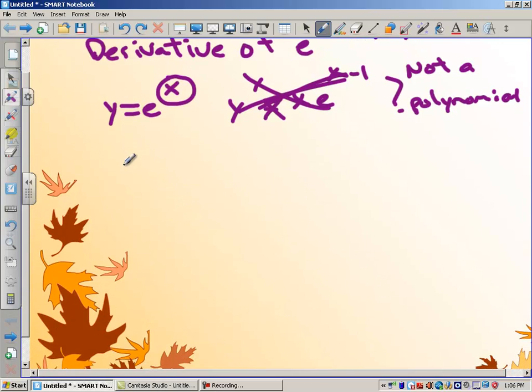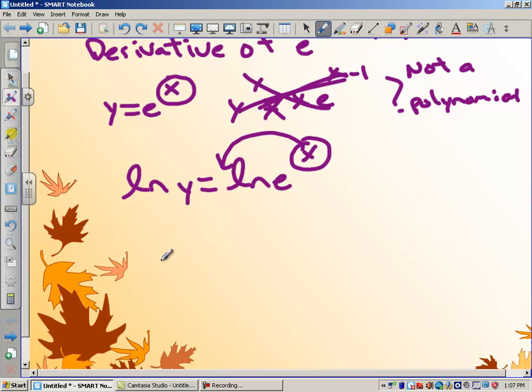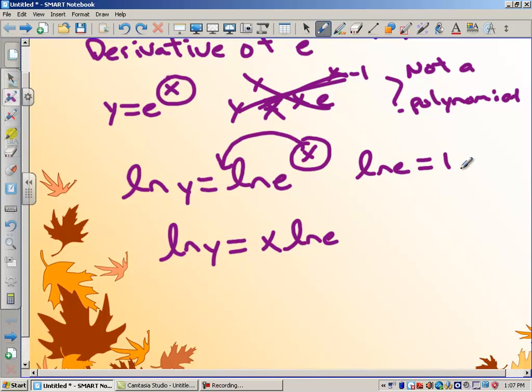Now what I'm going to do is start by taking the natural log of both sides, because I know the derivative of natural log and we're going to find it that way. Of course we know that with natural log this x can come down in front, so I'm going to do that first. The natural log of y is equal to x times the natural log of e. And everybody knows that the natural log of e is equal to 1. Therefore, we just have the natural log of y is equal to x.